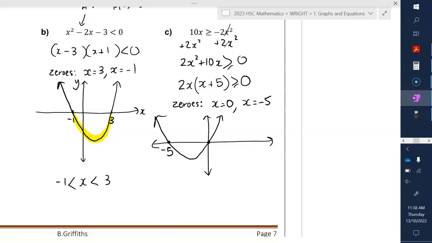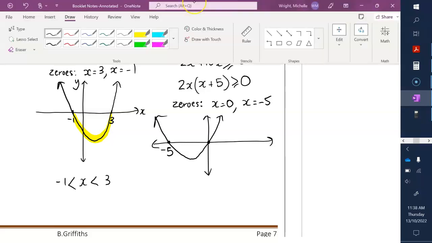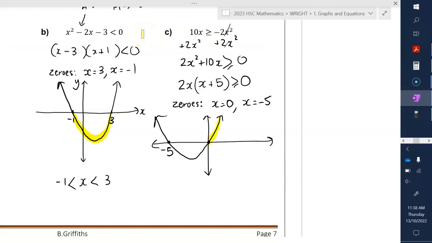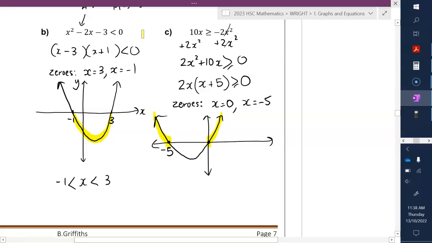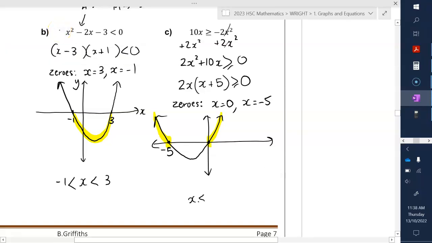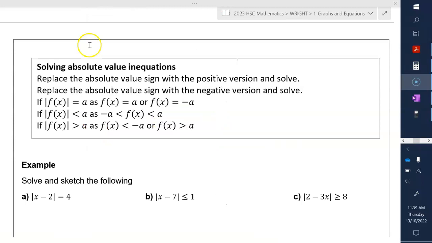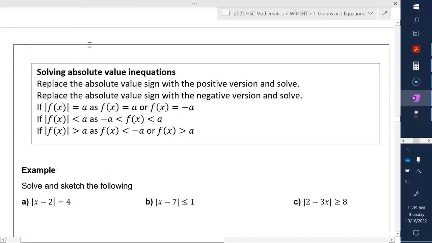Okay. They're my zeros, and I want to find out where that is greater than or equal to 0. So I want to find where this is above the line here, and it will also include those points at the bottom. So I want values of x that are less than or equal to -5 down here, and I want values of x that are greater than or equal to 0, which is this part up here. So I'll just scroll down to the next page in your notes, if you could do that too.